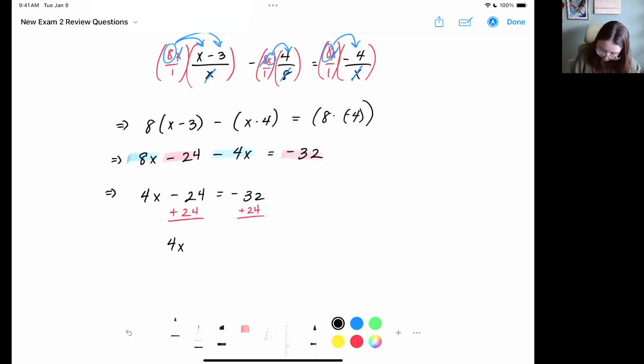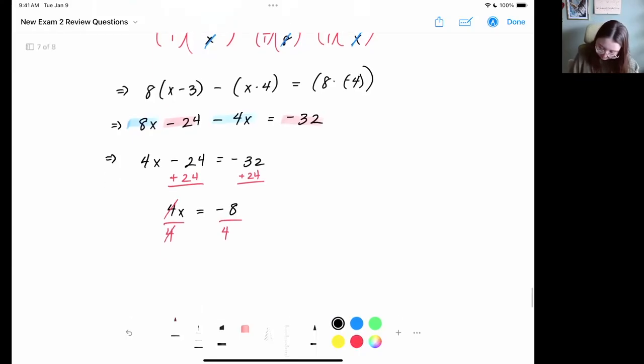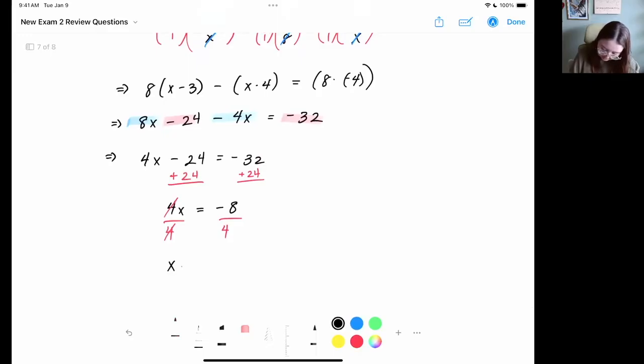So we get 4x is equal to negative 32 plus 24, which is negative 8. Then we go ahead and divide both sides by 4. The 4 cancels out on the left there, and negative 8 divided by 4 is negative 2. And there we go. We have solved our equation.